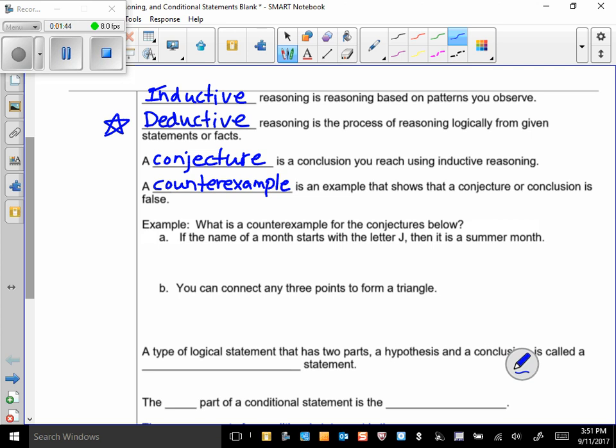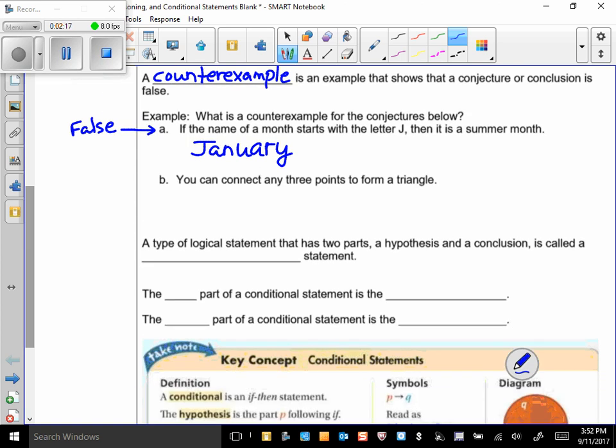Well, here's an example. What is a counterexample for the conjectures below? A says if the name of the month starts with the letter J, then it is a summer month. Well, there's definitely a counterexample, right? January. Of course, June and July are summer months, and they do start with J, but January would be the counterexample. So we would say that this conjecture is false. If you can find one counterexample, your conjecture is false.